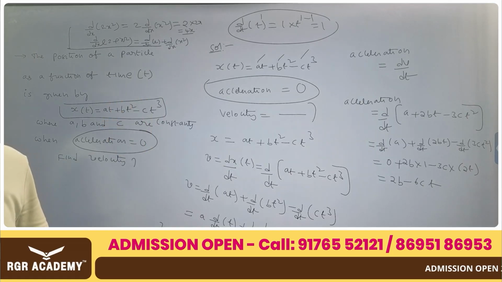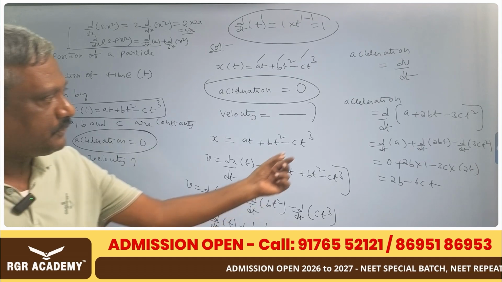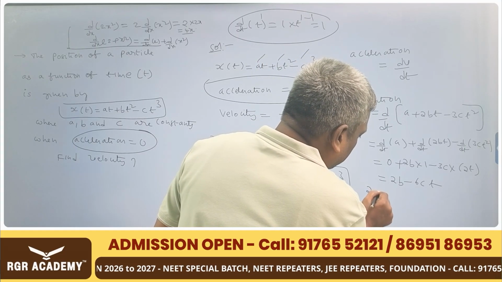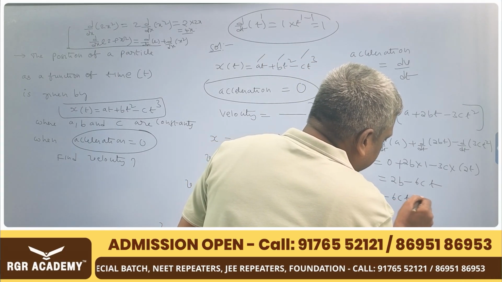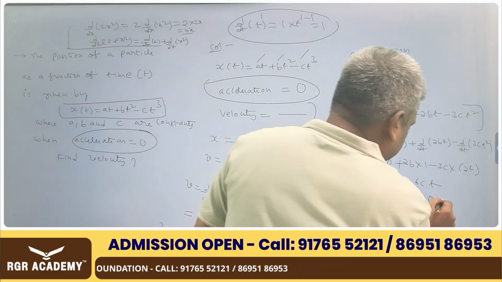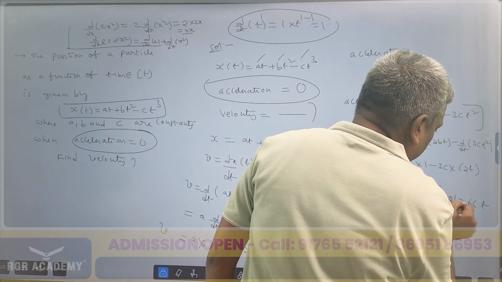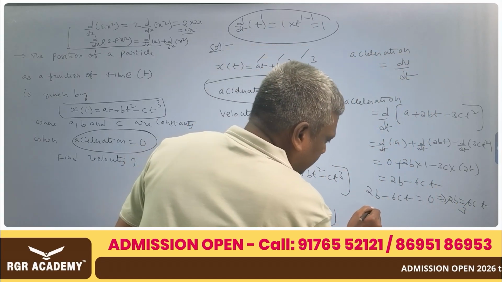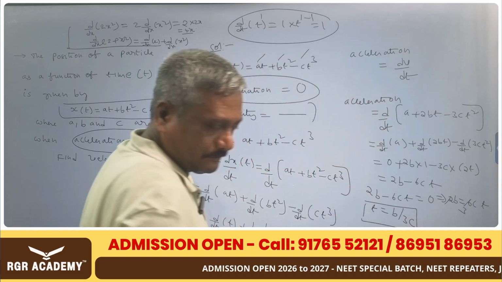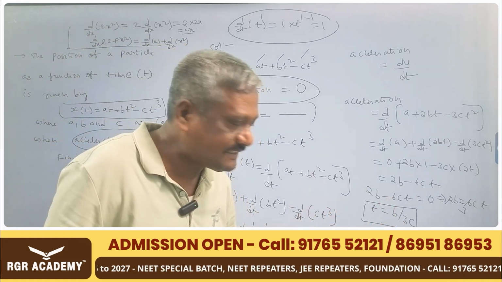Now come to the point. What is the condition given in the question? Acceleration equals 0. We have already found the acceleration. Now let us equate this value to 0. 2b minus 6ct is equal to 0. From this, 2b is equal to 6ct. 2 in 6, 3 times gets cancelled. Therefore t value becomes t is equal to b by 3c. You get the time value like this: t is equal to b by 3c.